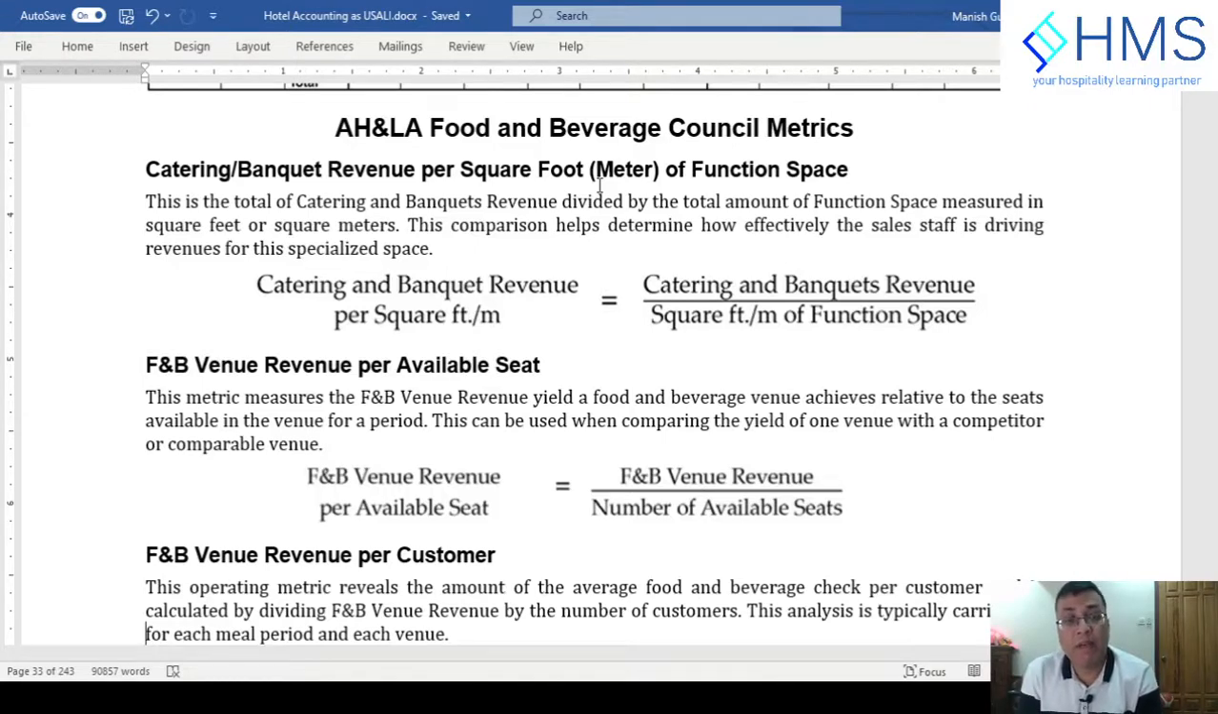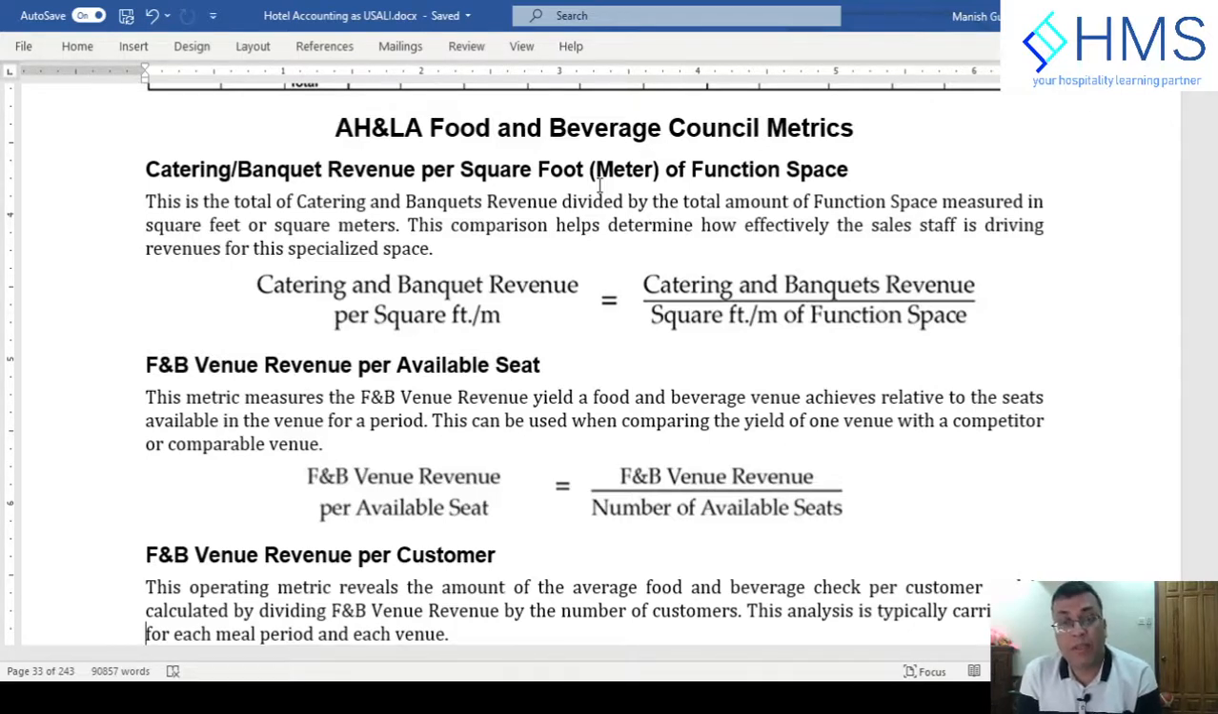Then you have F&B revenue per available seat, which we have also seen in our previous metrics, is calculated by total F&B venue revenue divided by the number of available seats in that particular restaurant. So here again, this is an important metric to understand how many times a seat is being turned, how much revenue we are earning from the seat in the restaurant.